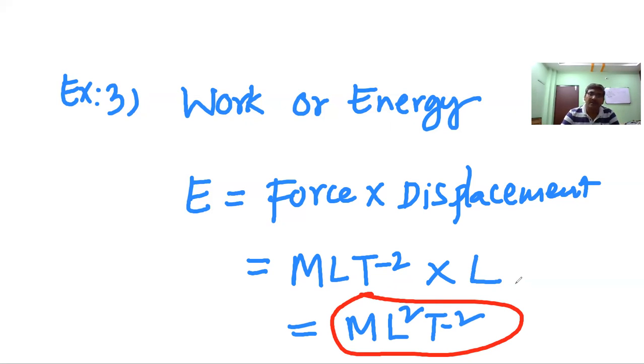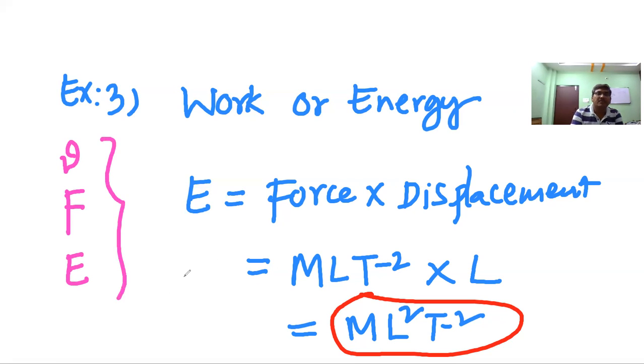So here we have discussed three things. One is velocity, force, and the third one is energy or work. Three things which are derived from the fundamental quantities.